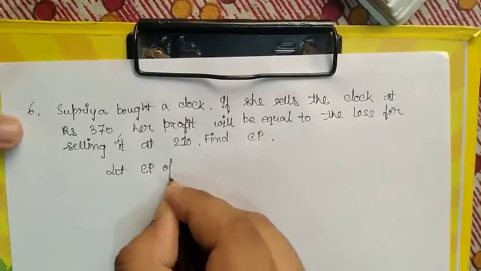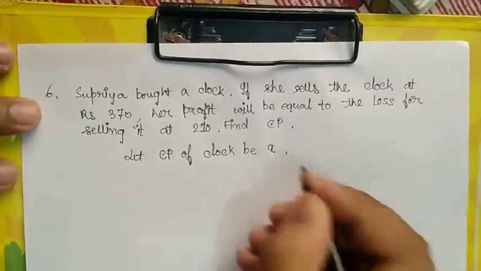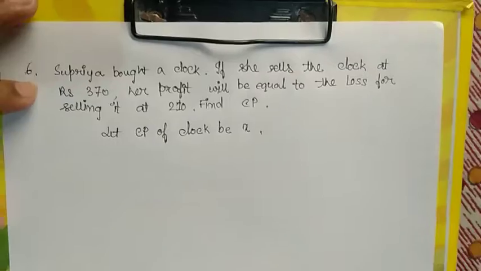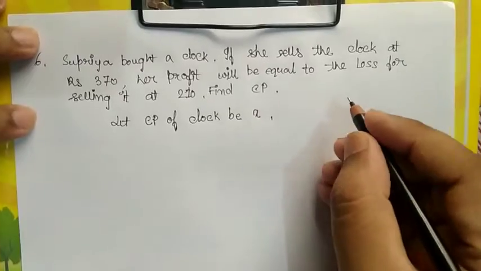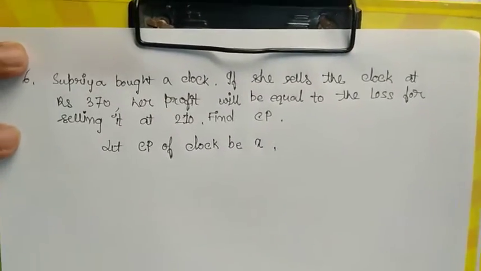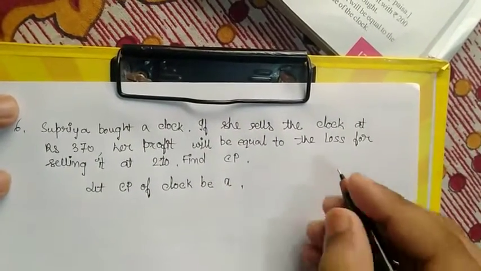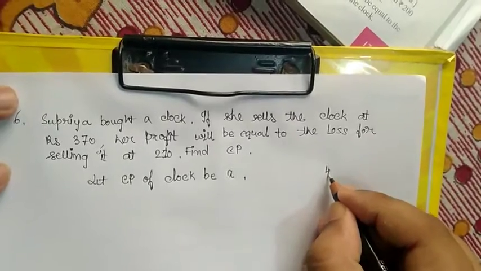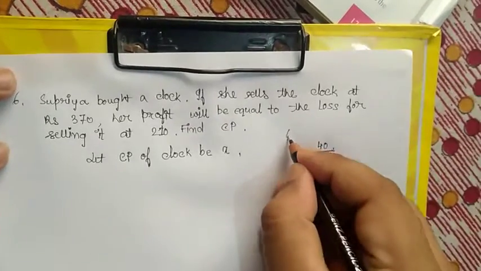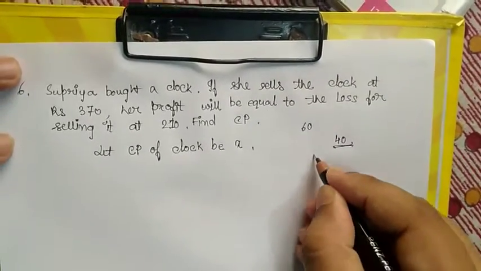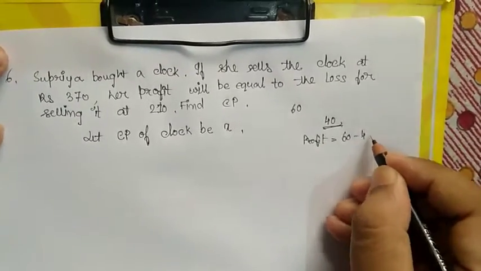Let CP of the clock be X. First of all, this is a tricky question. All of you first have to listen to me very carefully. Now, let us assume that the price of a clock is 40. If I want to sell it at 60, therefore profit is 60 minus 40, 20.